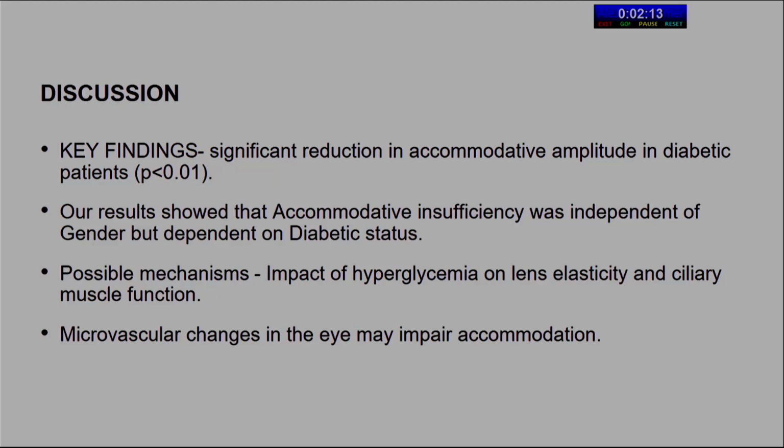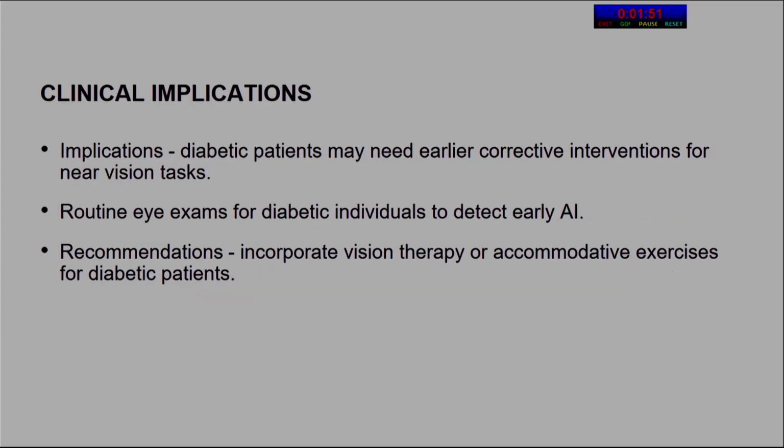Our key findings of the study are significant reduction in accommodative amplitude in diabetic patients, and the results also show that accommodative insufficiency was independent of gender but dependent on diabetic status. The possible mechanisms could be the impact of hyperglycemia on lens elasticity and ciliary muscle function. Microvascular changes in the eye may impair accommodation.